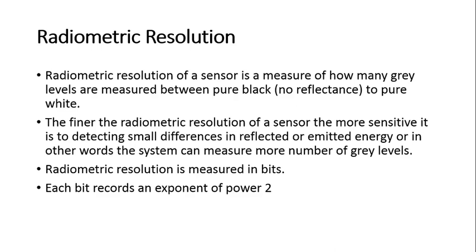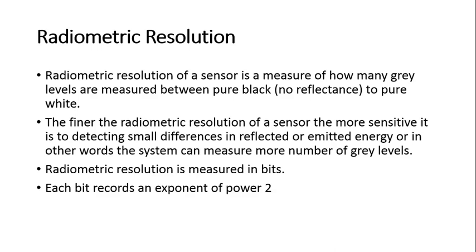Okay. The finer the radiometric resolution of a sensor is, the higher the sensitivity, the more sensitive it is to detecting small differences. Once again, keep noting that I am saying small differences in reflected or emitted energy, or in other words, the system can measure more gray levels. Okay. One more thing to be noted is that radiometric resolution is measured in bits. So each bit records an exponent of power 2.